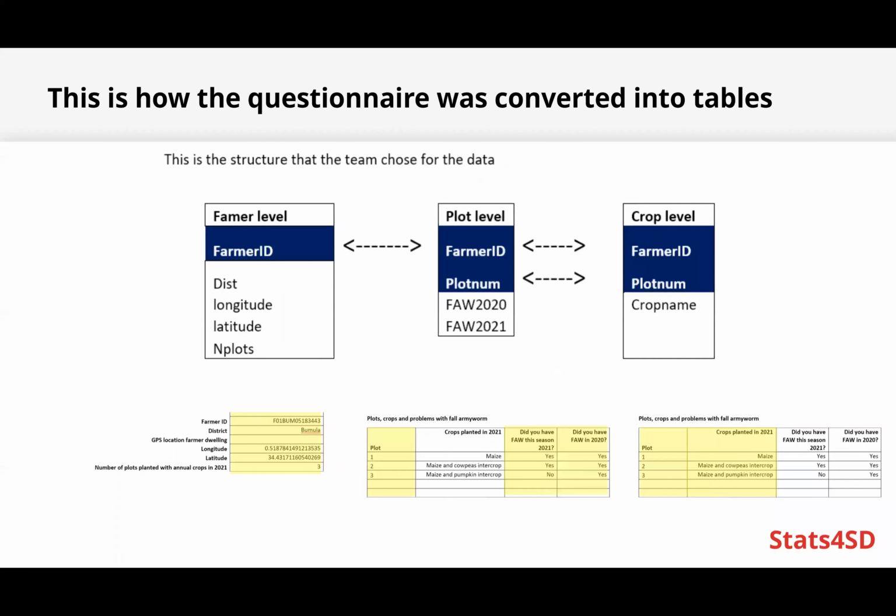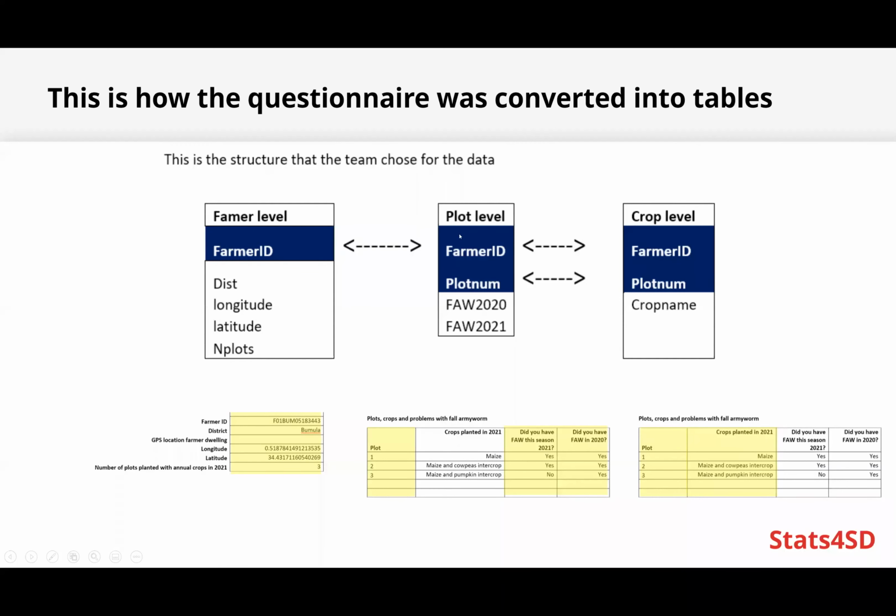So this is how the questionnaire was converted into tables. There was a farmer table, and the farmer table took the first part, the farmer ID, the district, the longitude, the latitude, and the number of plots. This went into one plot.